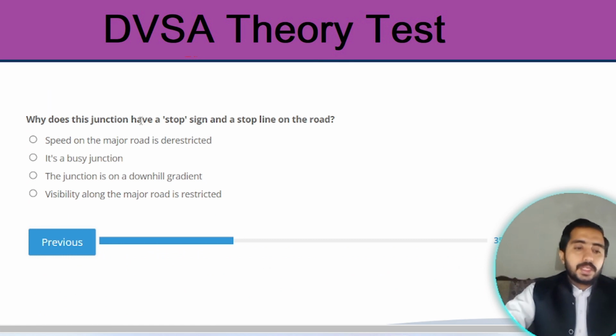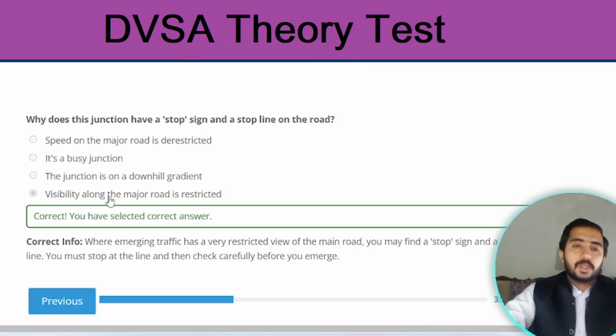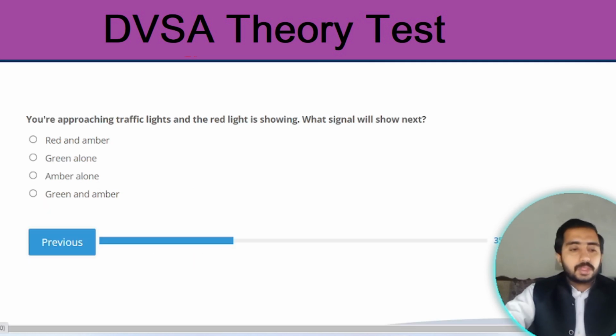Why does this junction have a stop sign or a stop line on the road? The correct option is visibility along the major road is restricted. Option D is the correct one. Next question. You are approaching a traffic light and the red light is showing. What signals will show next? The next signal is red and amber.